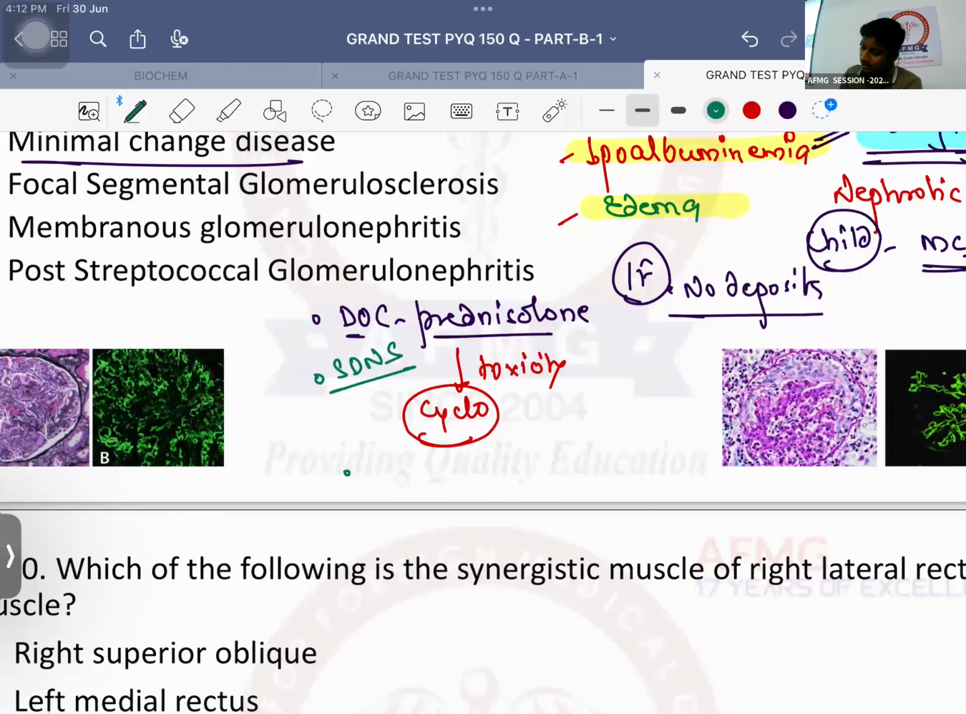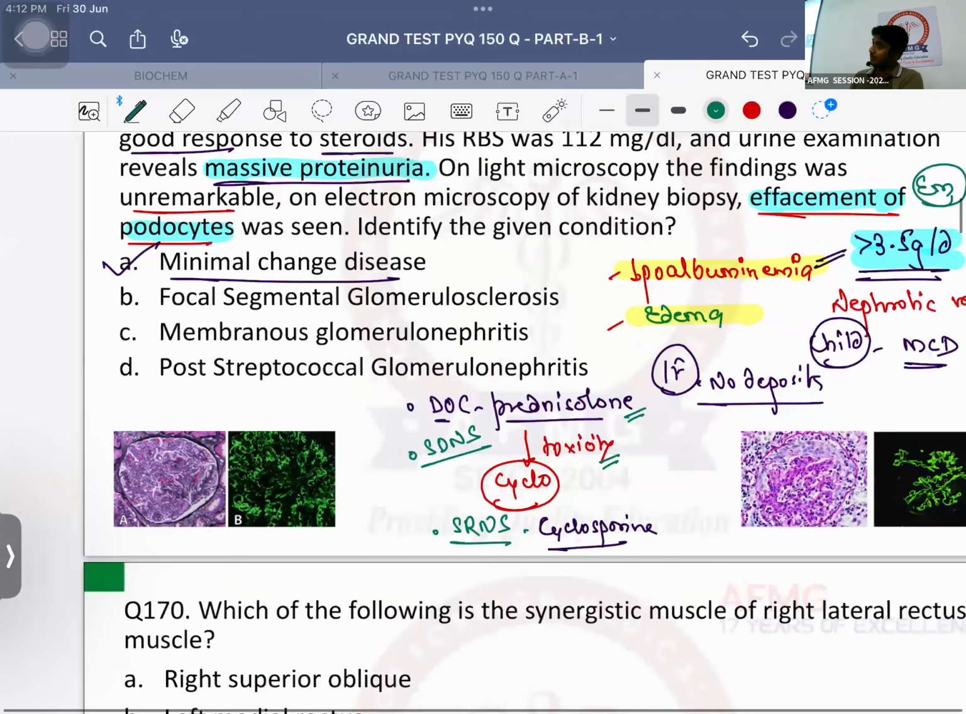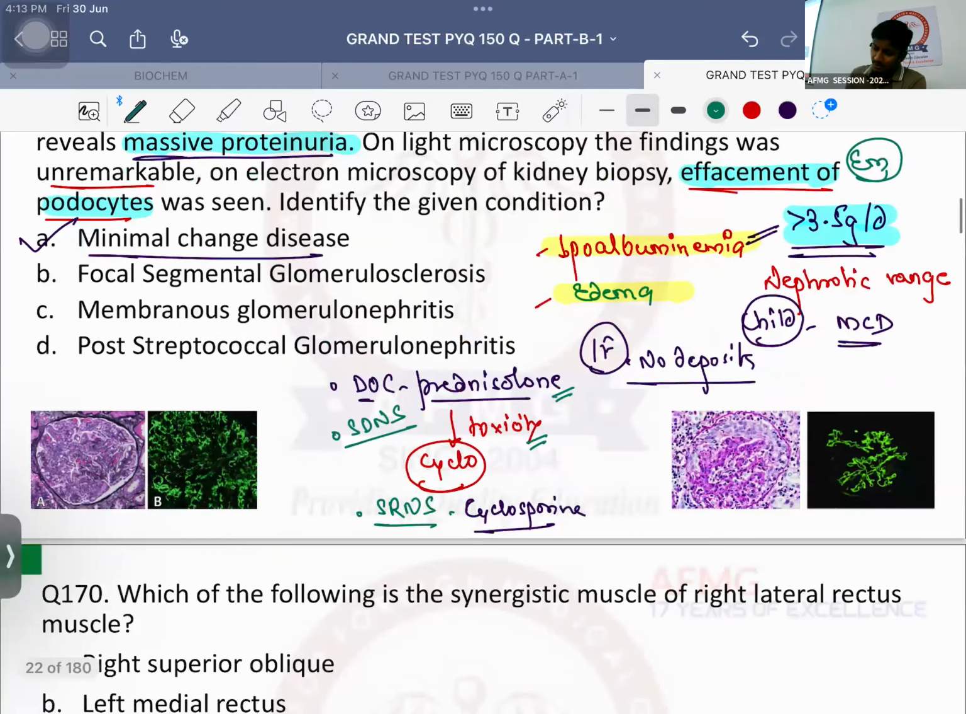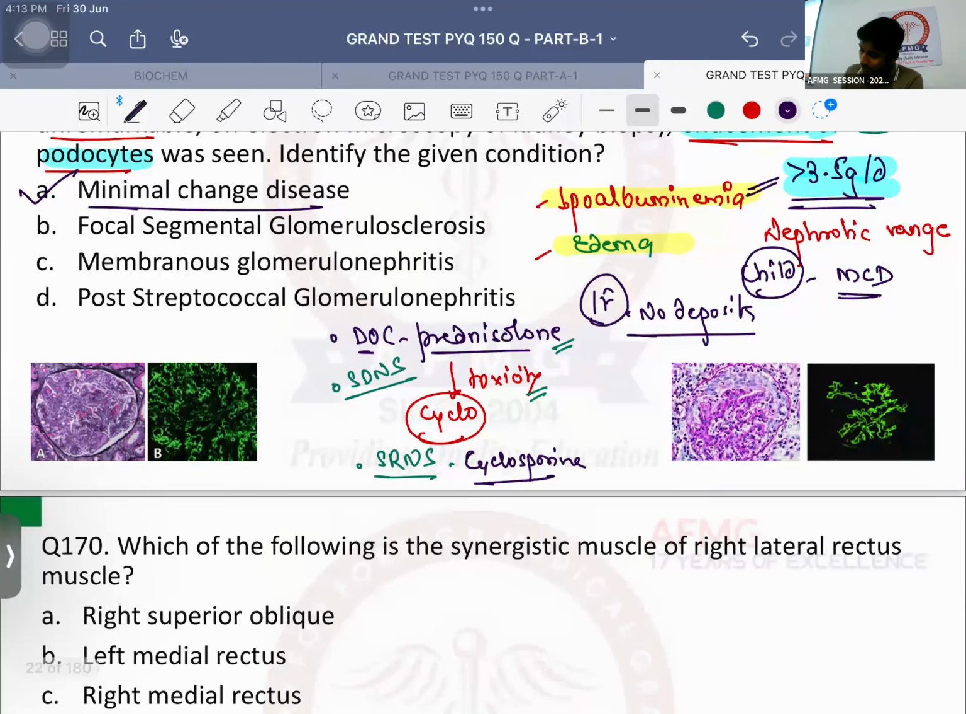So in that condition you start with steroids, prednisolone. But if the patient is having toxicity, then you need to change to cyclophosphamide. If the patient is having steroid resistant nephrotic syndrome, then the drug of choice are calcineurin inhibitors, drugs like cyclosporin or tacrolimus. Okay, please remember that. For FSGS also, the drug of choice is steroids itself. Please remember. Okay?